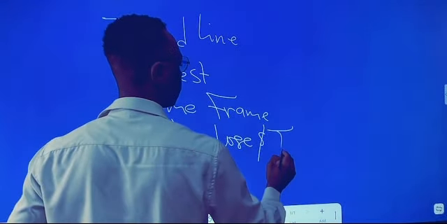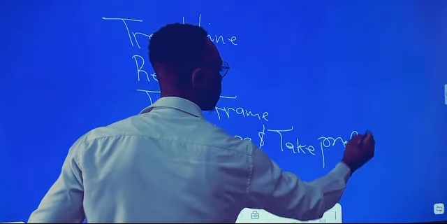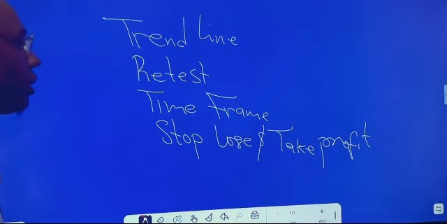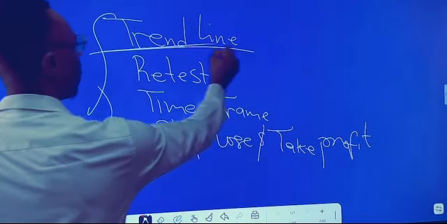and take profit. All right. These are the things we are going to talk about today. So these are the four things we are going to talk about today. Okay. And hopefully time is going to permit us to complete the whole section, the whole topics. Right. First of all, we are going to talk about trend line.